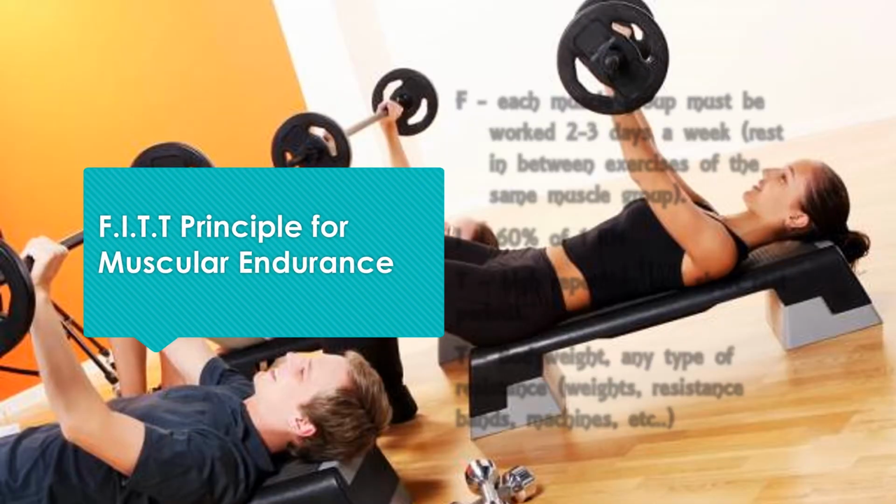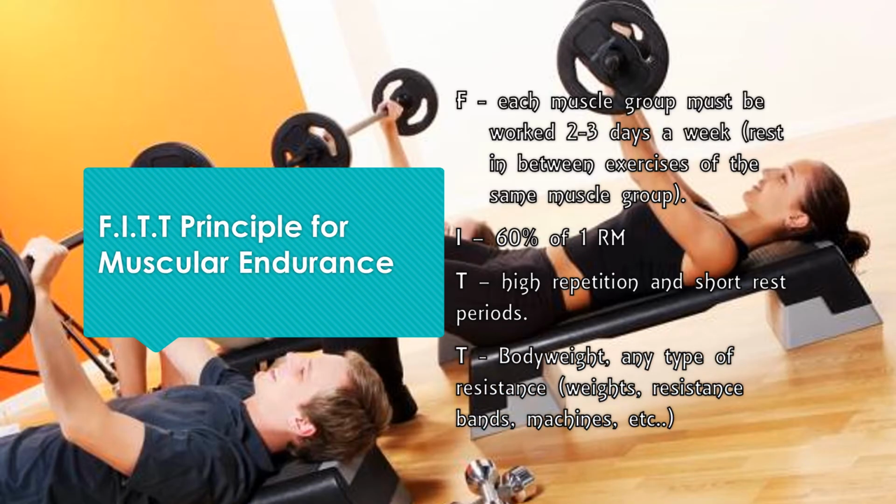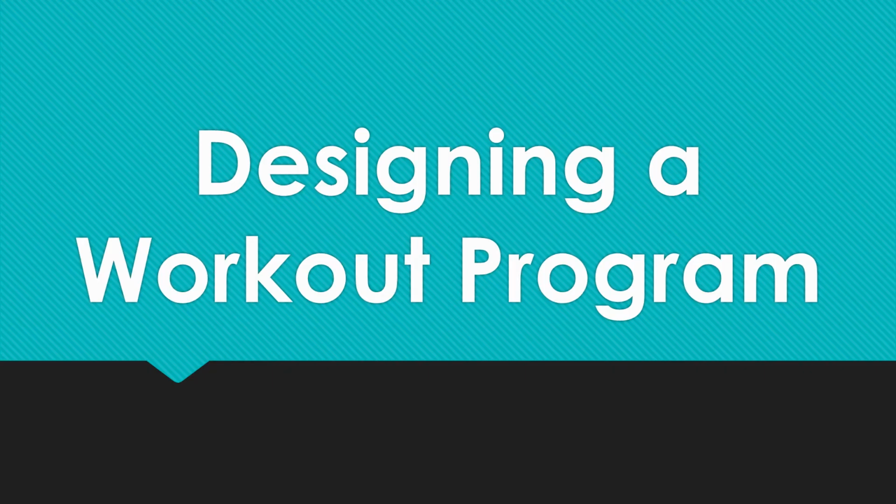The FITT principle for muscular endurance. Frequency, each muscle group should be worked 2 to 3 days a week, resting in between exercises of the same muscle group. Intensity, this is 60% of your 1 rep max. High repetition and short rest periods for time. And then type is body weight or any resistance, weight, resistance bands, or machines.